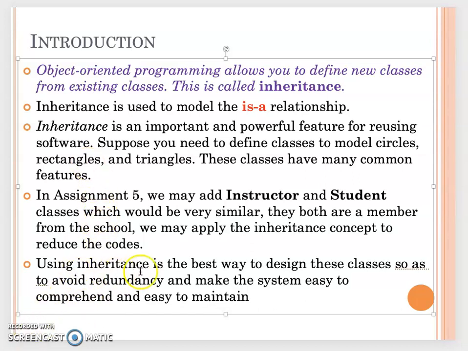So with the inheritance relationship, that is the best way to design the classes to avoid redundancy and make the system easy to comprehend and easy to maintain. But the most important thing is that not everything can do that. All inheritance relationships need to be based on an "is a" relationship.